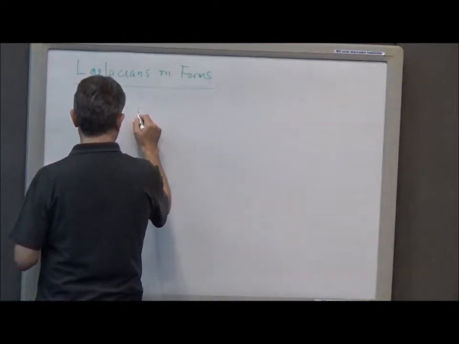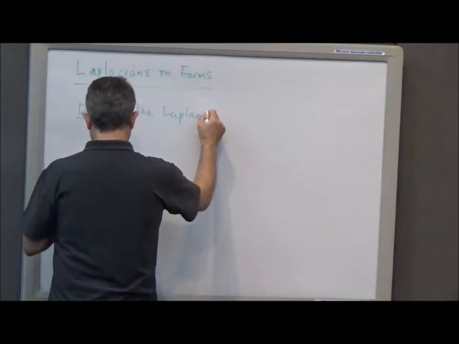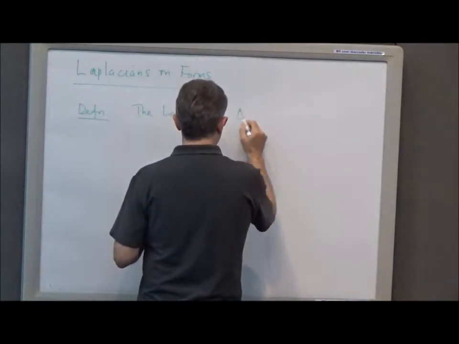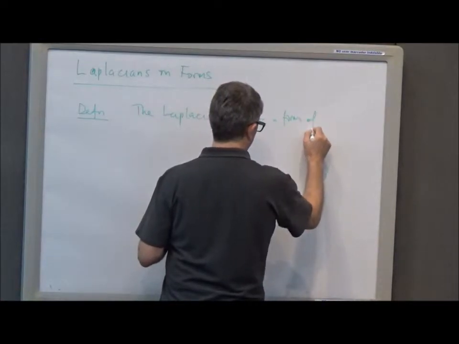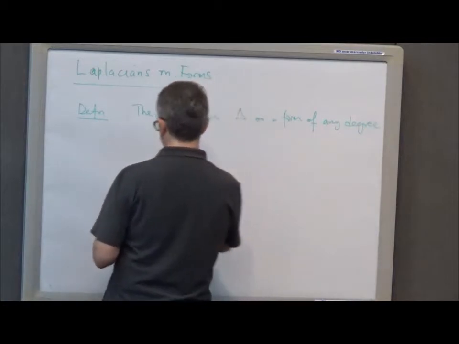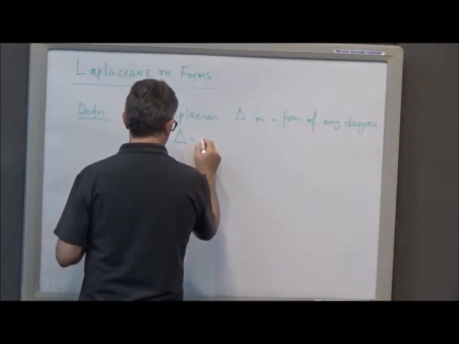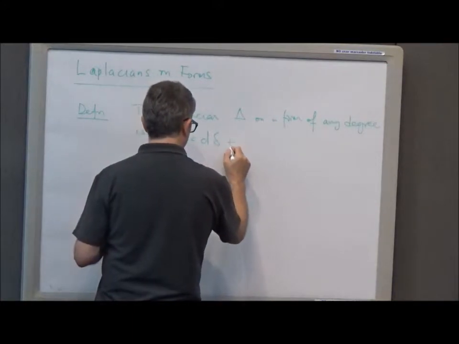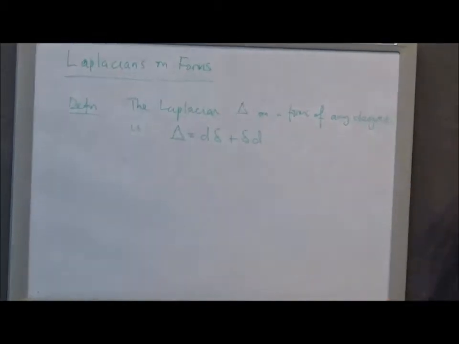Definition. The Laplacian delta on a form of any degree is delta equals d little delta plus little delta d. That's it. That's a Laplacian.